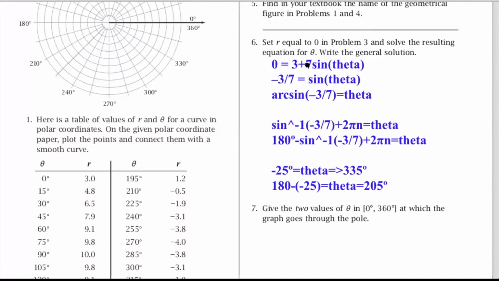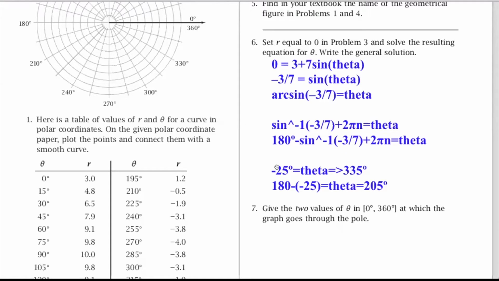0 is equal to 3 plus 7 sine of theta. Subtracting and dividing, you get -3/7 is equal to sine of theta. Take the arc sine of both sides. The arc sine is defined as the inverse sine of your value plus 2 pi n, and 180 degrees minus the inverse sine of -3/7 plus 2 pi n.